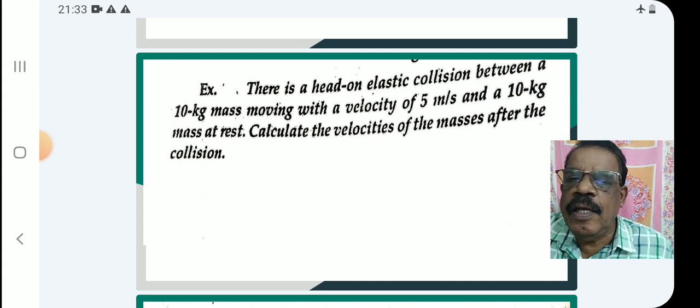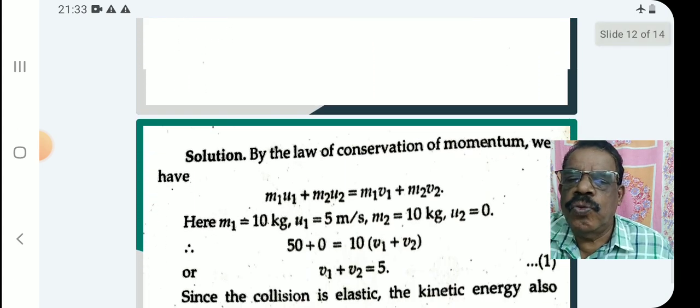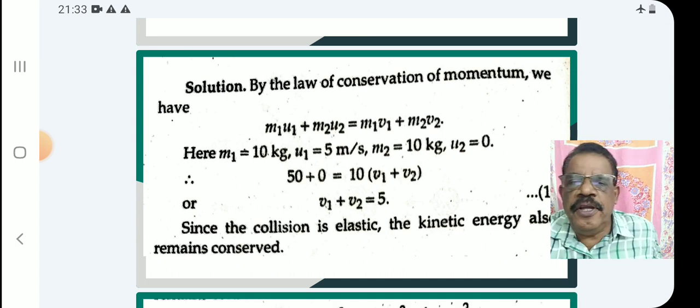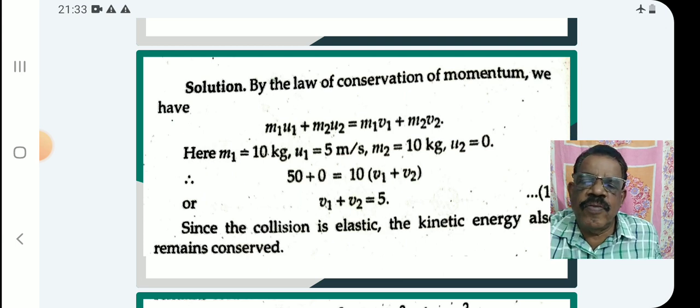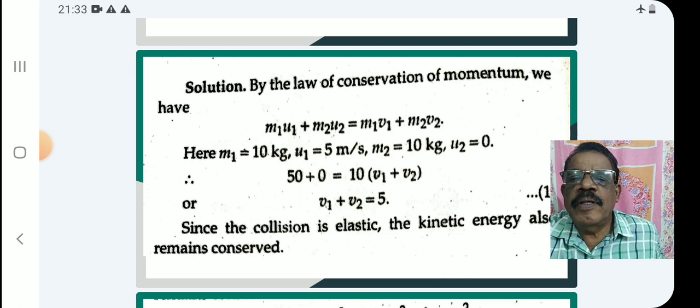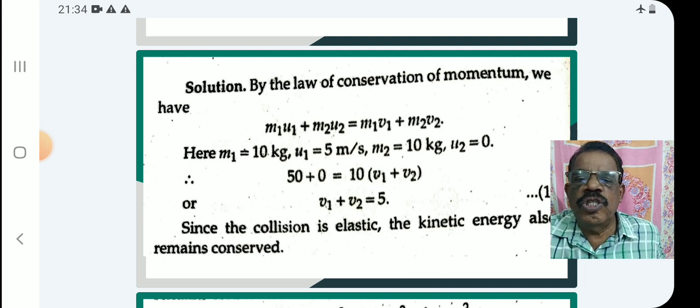That is solved mathematically below using the equation, or we can use the formula for V1 and V2 to be studied, or directly from the conservation of momentum relation. Solution by the law of conservation of momentum. We have m1 u1 plus m2 u2 is m1 v1 plus m2 v2. M1 is 10 kg, u1 is 5 meter per second, m2 is 10 kg, u2 is 0. So substitute: 50 plus 0 is 10 v1 plus 10 v2, that is v1 plus v2 is 5, equation number 1.